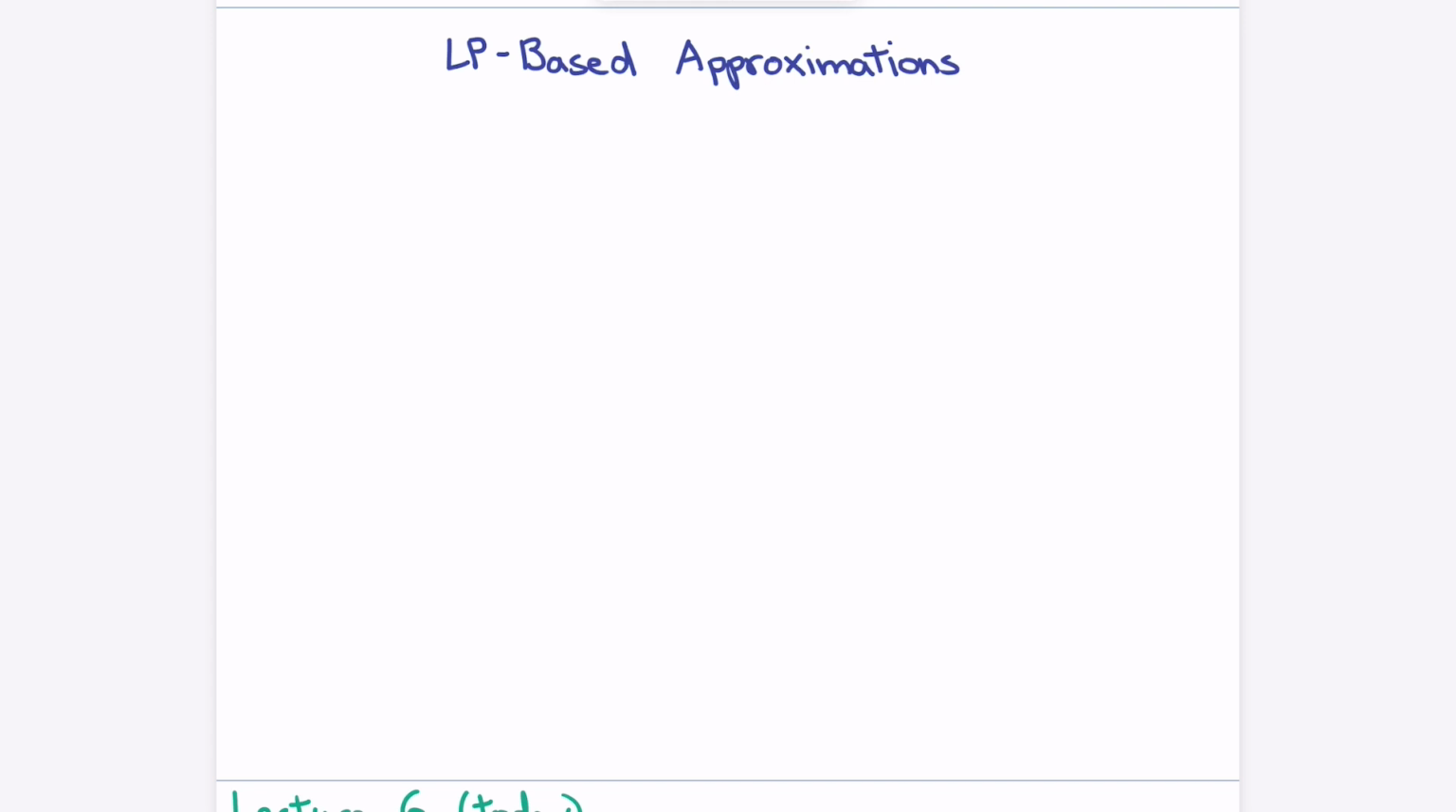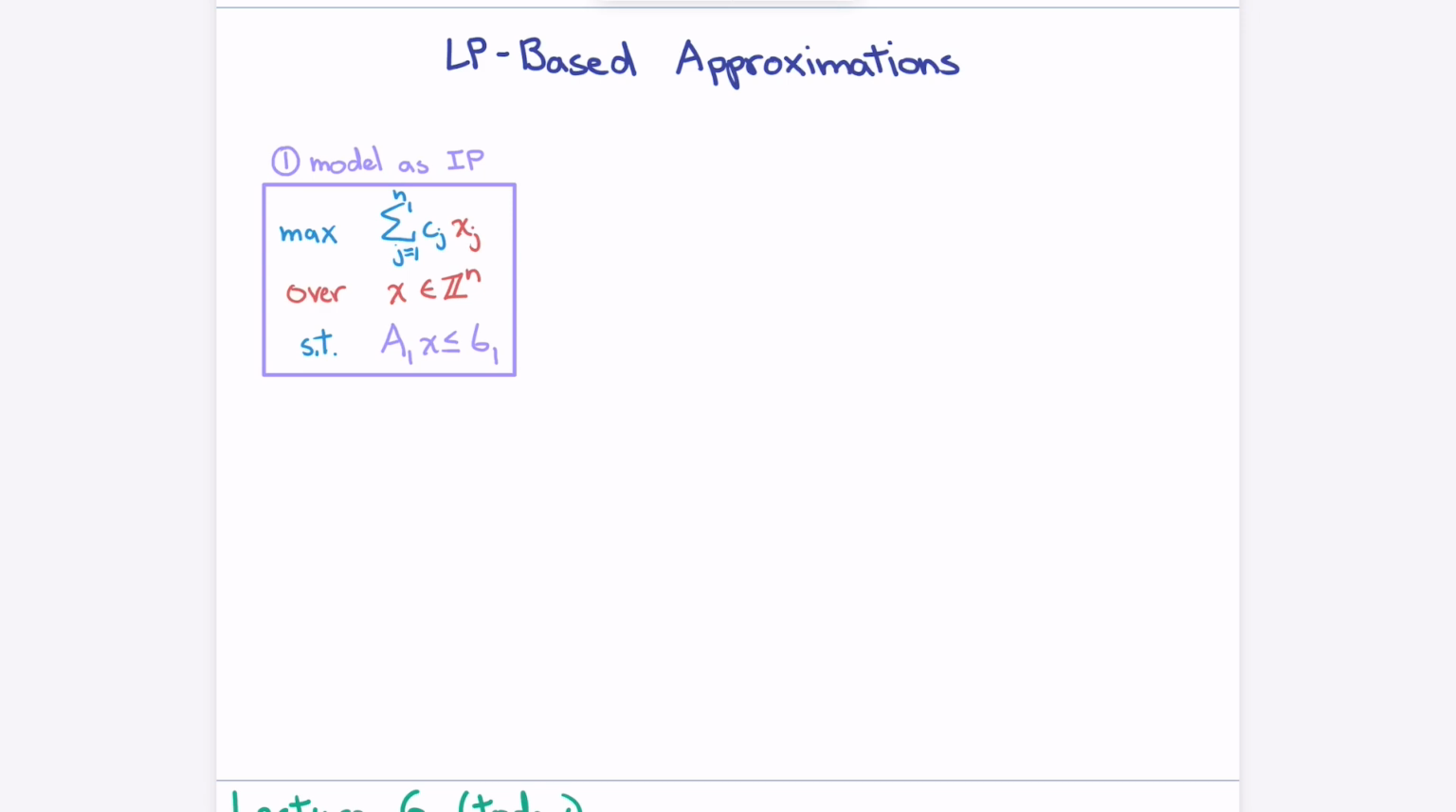The setup is you're given some kind of combinatorial problem. You don't know how to solve it. You want to get the best possible answer, of course. And step one is going to be to try to model this as some kind of integer program. So you write down some integer program. Usually this is not too hard, and we'll have a couple examples today.